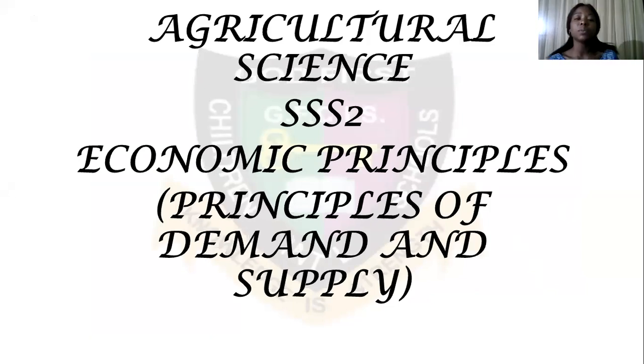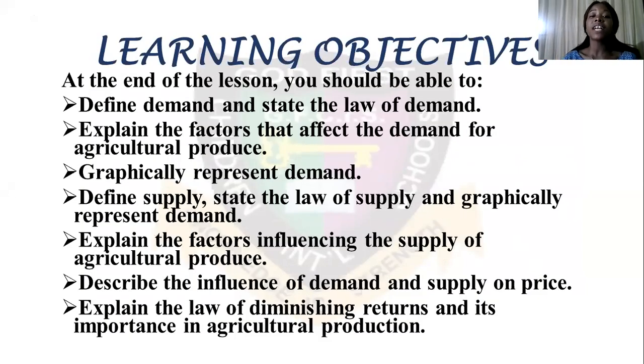Let's look at our learning objectives. Number 1, to be able to define demand and state the law of demand, explain the factors that affect demand for agricultural produce, graphically represent demand, define supply, state the law of supply and graphically represent supply, explain the factors influencing the supply of agricultural produce, describe the influence of demand and supply on price, and then lastly, you should be able to explain the law of diminishing return and its importance in agricultural production. These are the things we hope to achieve at the end of this class.